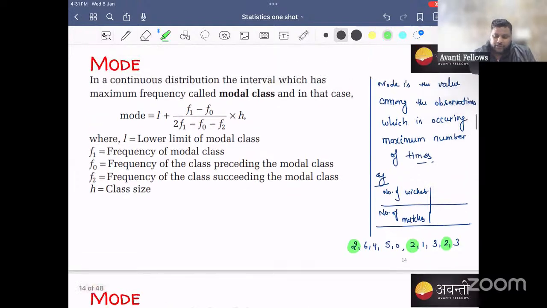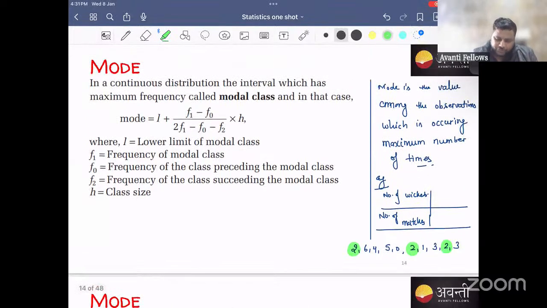Now, what do we do in grouped frequency distribution or in continuous frequency distribution? The interval which has maximum frequency is called the modal class. So first of all, what do we define? A modal class. So the class which is having the highest frequency is called the modal class. And in that case, the formula for mode is this.